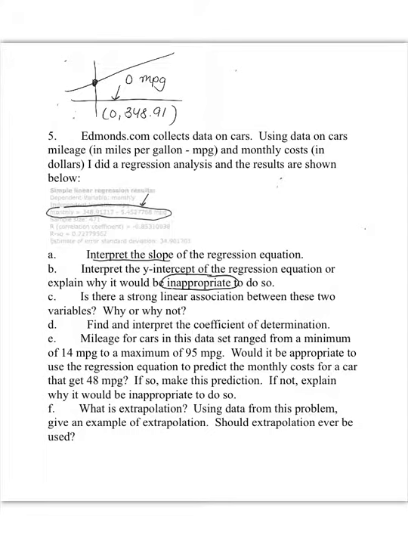Part C asked, is there a strong linear association between the two variables, why or why not? The way we measure a linear association is by using R, the correlation coefficient. So here we have an R value equal to negative 0.85, and that is a very strong association because it's close to -1. So the answer to this is yes. Why? Because you have an R value of negative 0.85.